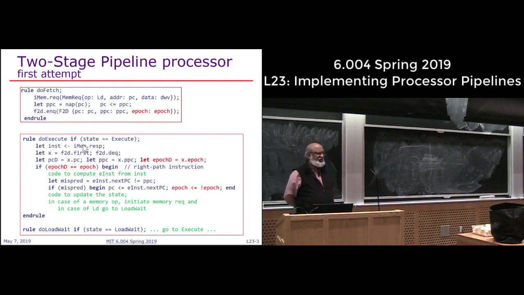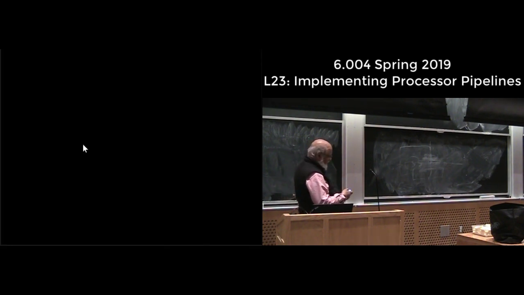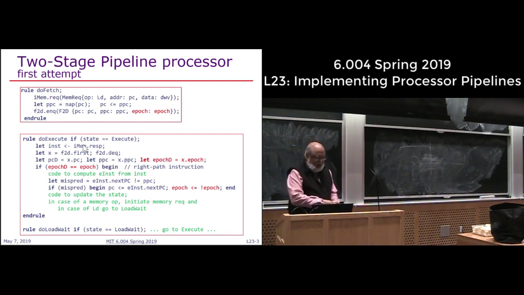So not so difficult to write, and when you get a misprediction here in the middle, as you see, if the PC that you have computed is not the predicted PC that came in with the instruction, then you know there is a misprediction, and in case of misprediction, you set the PC and you change the epoch. Very small change to implement this idea of epoch.